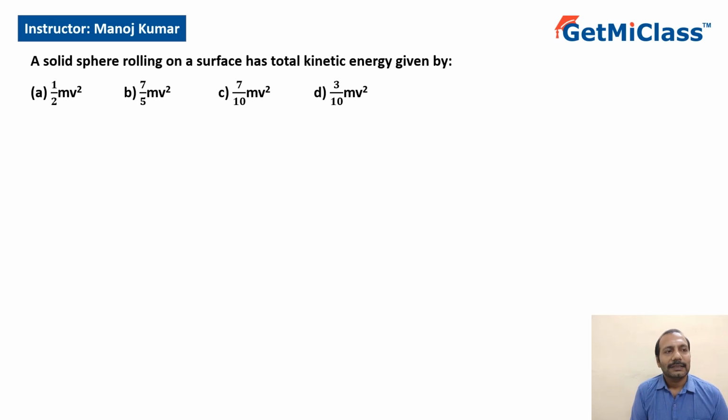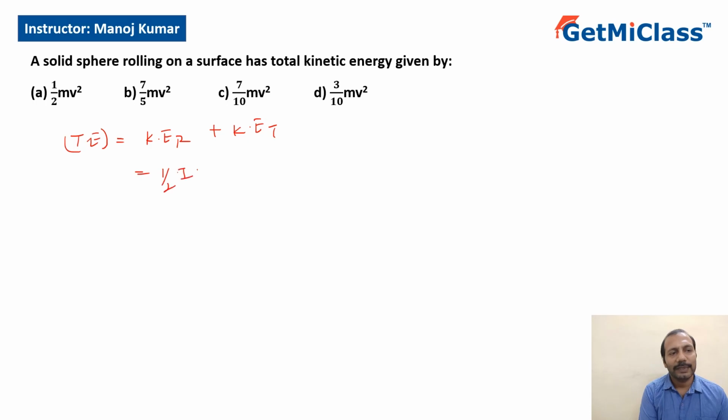This question says a solid sphere rolling on a surface has a total kinetic energy given by. So I need to find the total kinetic energy of a solid sphere. Now what is the total kinetic energy of a solid sphere? I can say total kinetic energy equals kinetic energy of rotation plus kinetic energy of translation. Kinetic energy of rotation is half I omega square and kinetic energy of translation is half mv square.